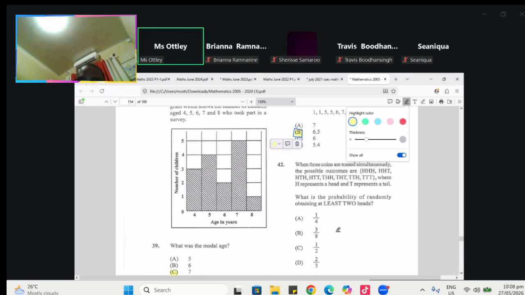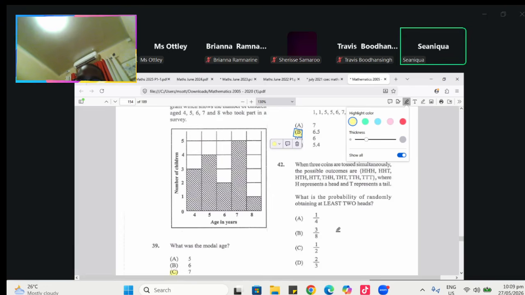So look at our outcomes and see how many we have where we have at least 2 heads. Put it over the total, and give me the answer. 4 over 8, which is a half. I don't get that. You don't get it?